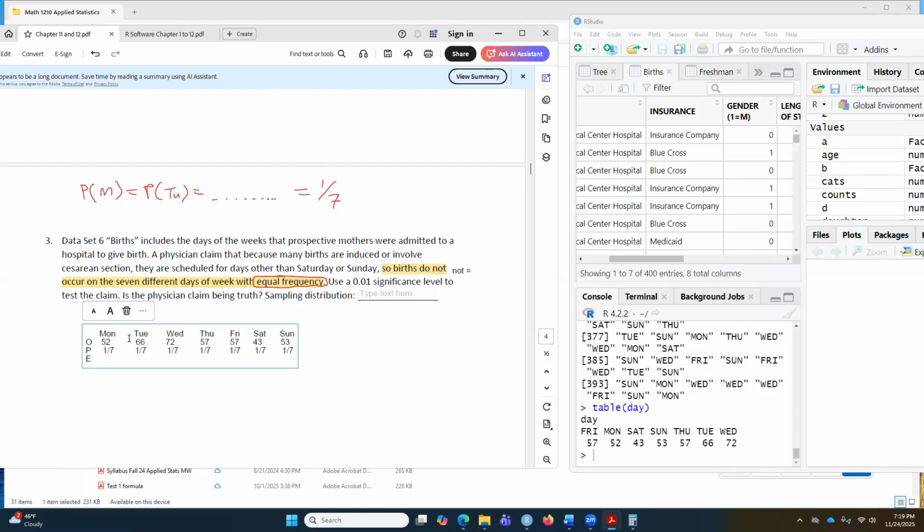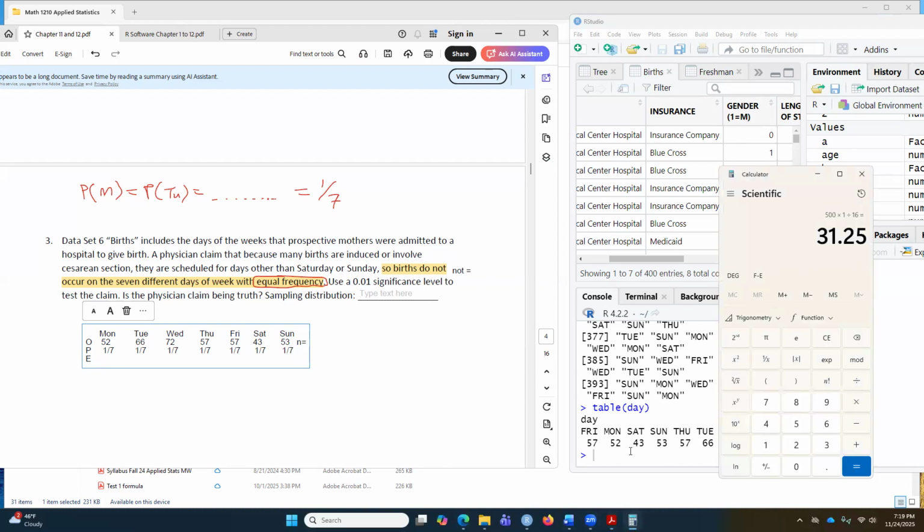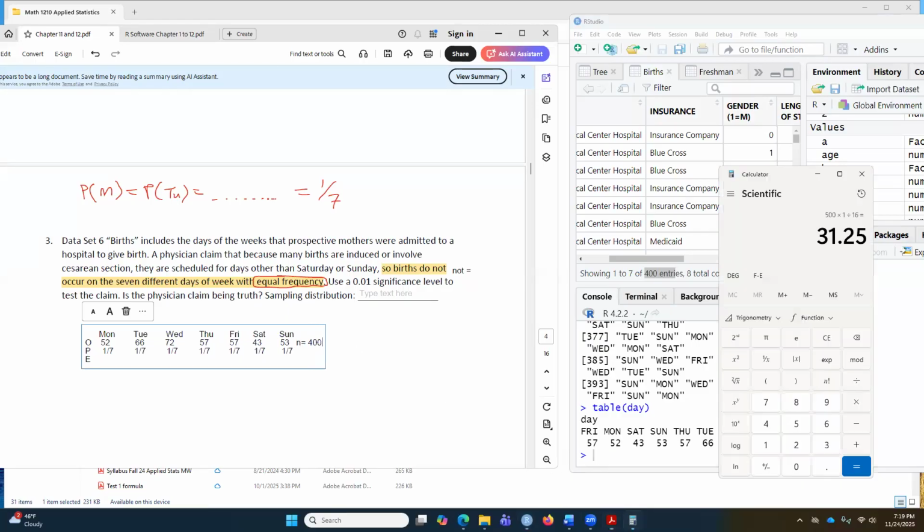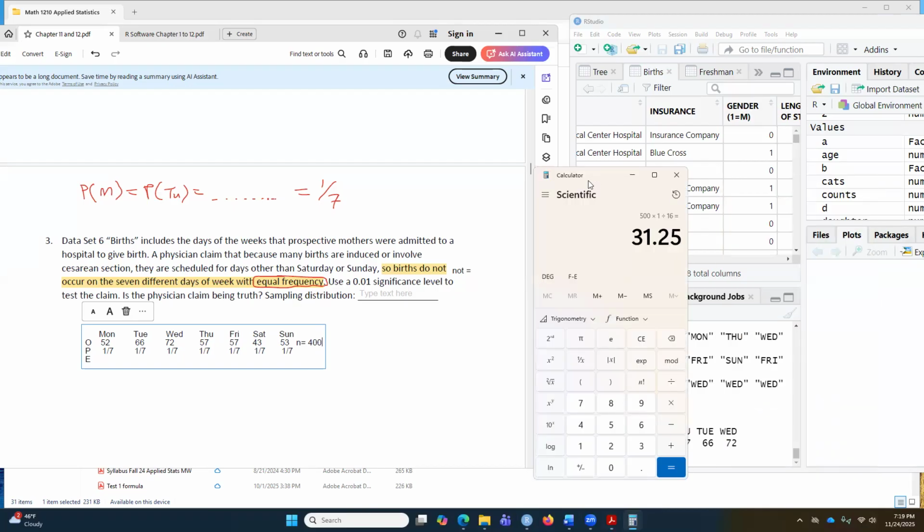In order for you to find that, you need to figure out what N is here. So you need to use your calculator to add all these numbers up. Or if you look at this, we got 400 entries here. So we kind of know that N in this case is 400. But if you want to double check to make sure it is 400, you just add those numbers up: 52, 66, 72, 57, 57, 43, and 53. Yep, you get 400. Sometimes I do that just to double check if I copied or wrote something wrong.